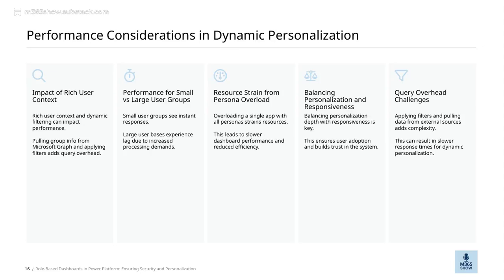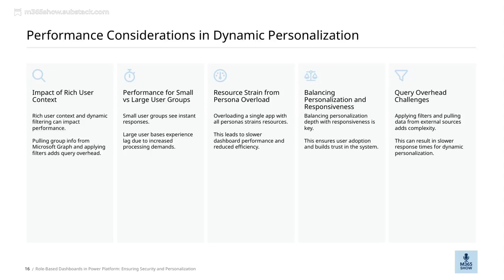Performance also varies between small and large user groups. Small groups typically get instant responses because the data processing is lighter. But when dealing with larger user bases, the system faces increased processing demands, leading to lag and delays.